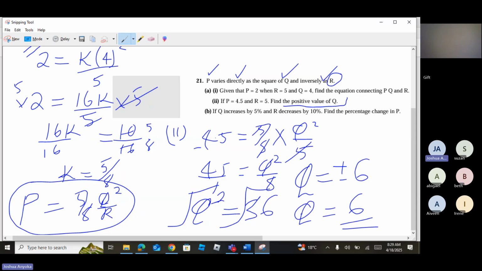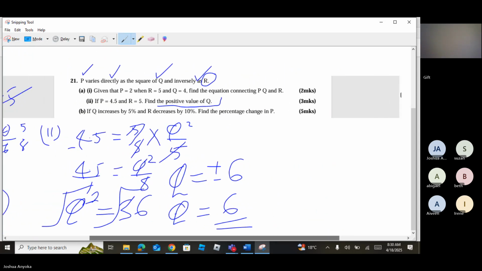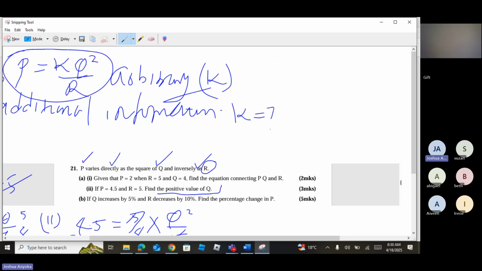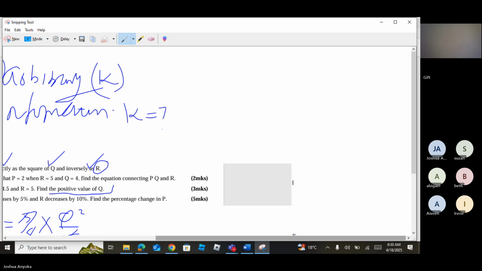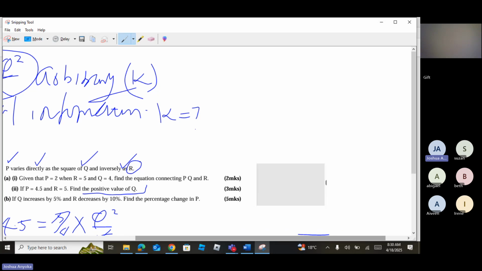Well, now we move to part B. We are asked to find, if Q increases by 5% and R decreases by 10%, the percentage change in P.